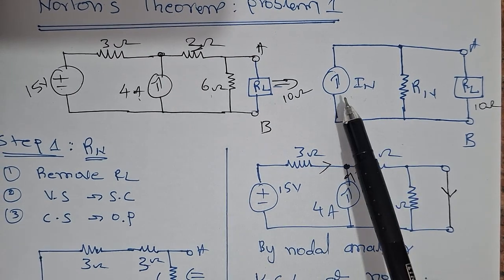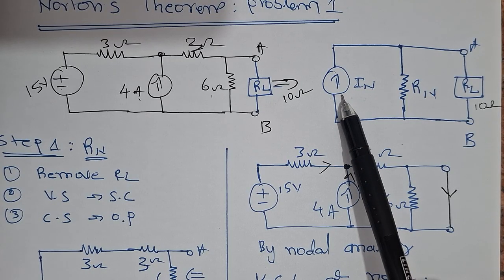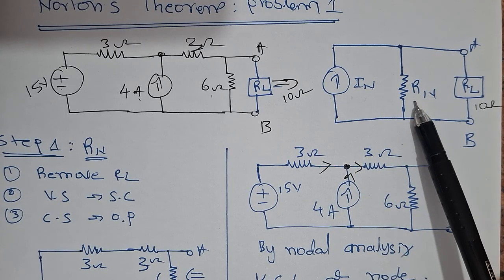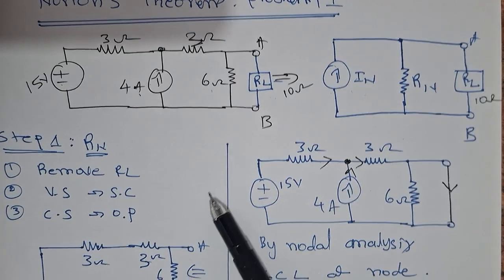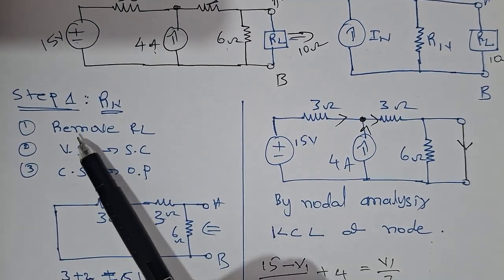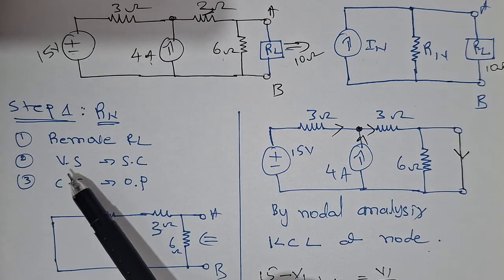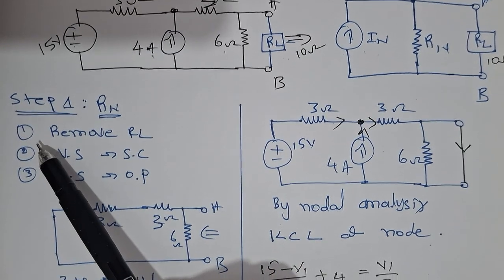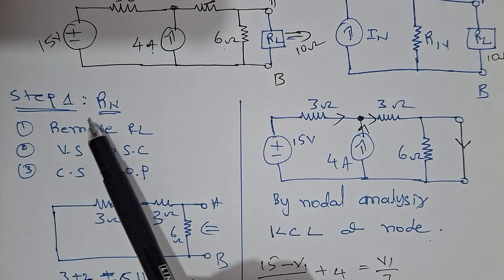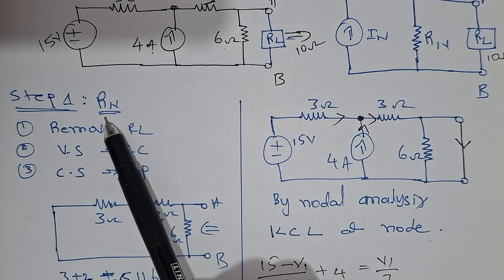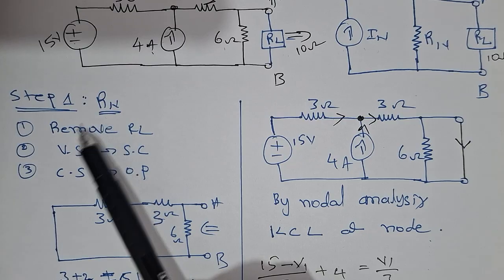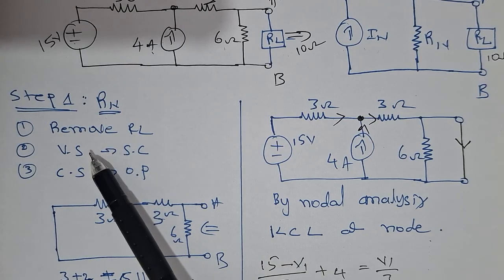So now we have to find Norton current and Norton resistance. Okay, let us see step by step. So procedure is very important. Each theorem has its own procedure, right? Let us start with step number 1, finding of Rn, Norton resistance. First you have to find Norton resistance.